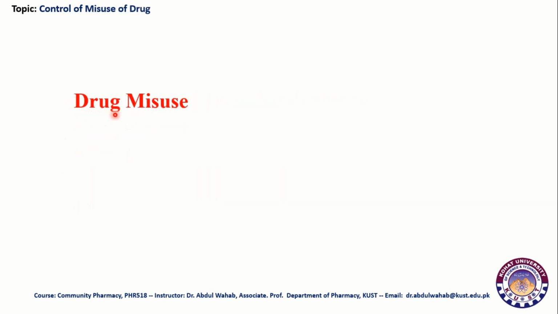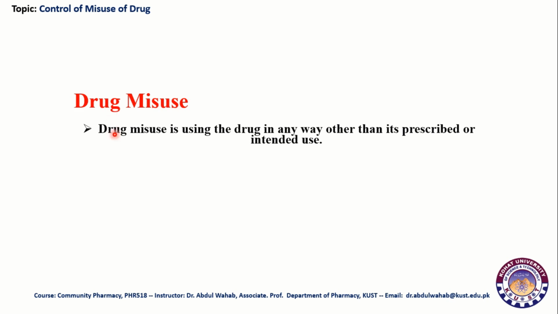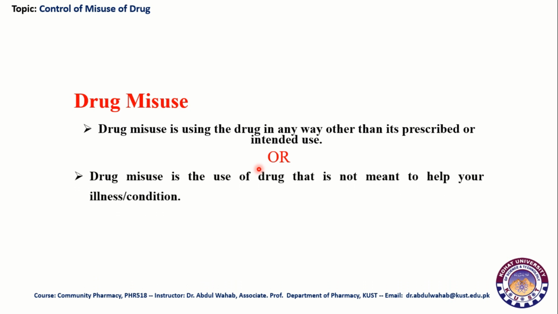So drug misuse, how can we define drug misuse? We can define drug misuse as using the drug in any way other than its prescribed or intended use. Clear? Or we can also define it this way: drug misuse is the use of a drug that is not meant to help your illness or any other conditions.